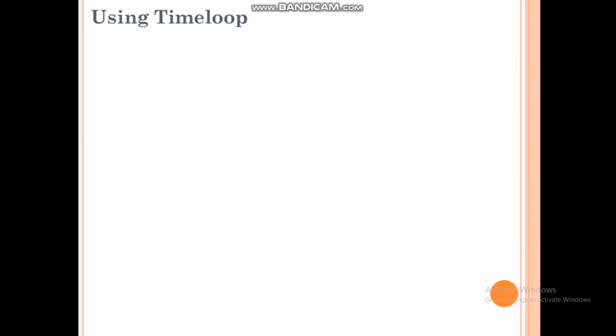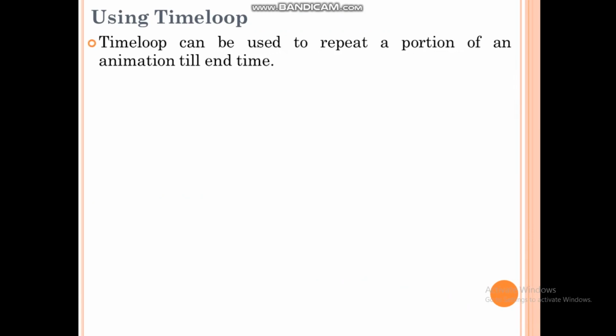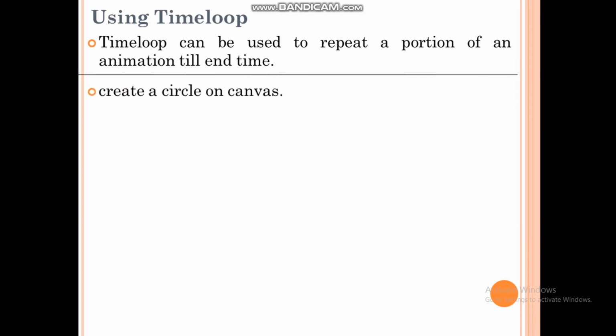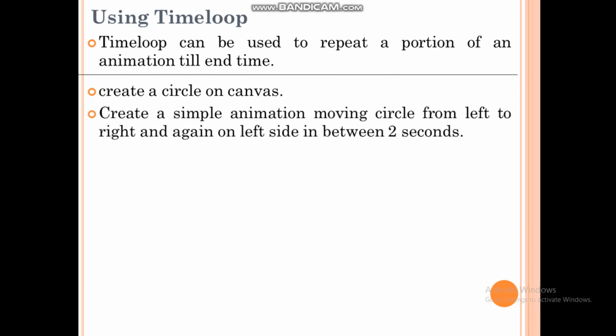Using time loop. Time loop can be used to repeat a portion of an animation till the end time. So create a circle on the canvas, then create a simple animation of a circle moving from left to right and again to the left side within 2 seconds. Now set the end, that is 2 seconds.